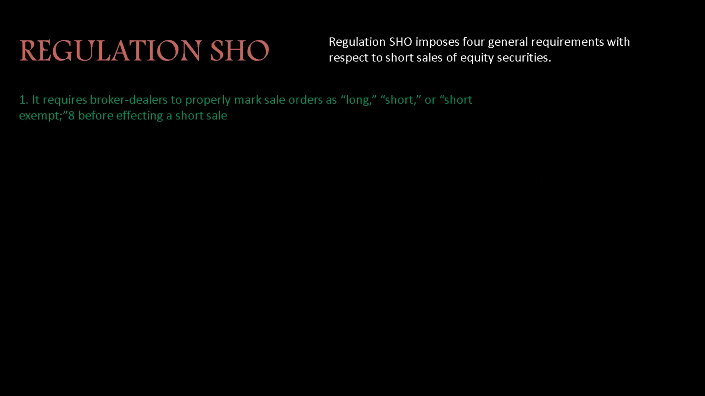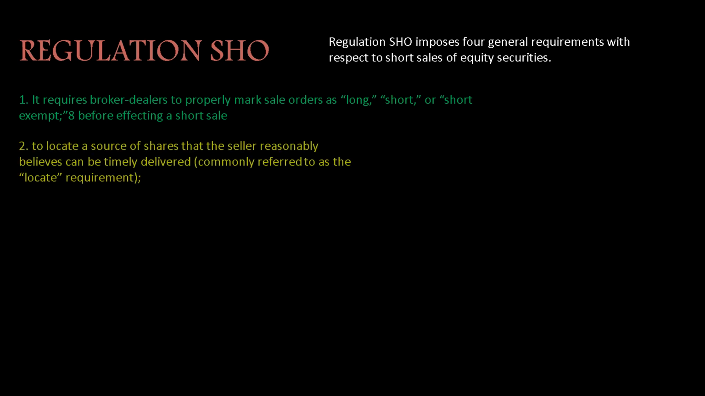Now, Regulation SHO imposes four general requirements with respect to short sales of equity securities. Number 1, it requires broker-dealers to properly mark sale orders as long, short, or short exempt before effecting a sale. Number 2, it requires them to locate a source of shares that the seller reasonably believes can be timely delivered, commonly referred to as the locate requirement. Number 3, to close out failures to deliver that result from long or short sales.